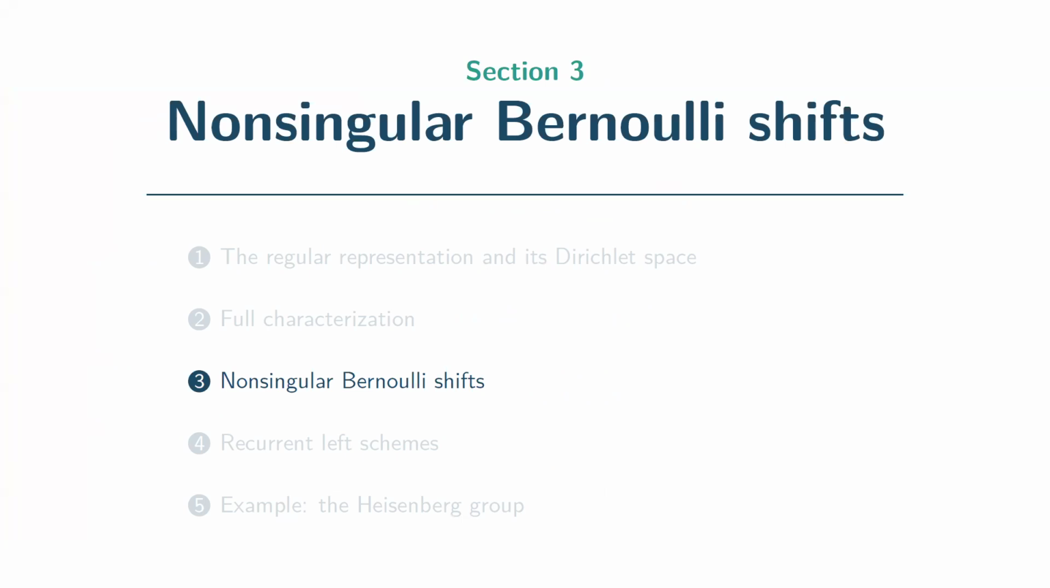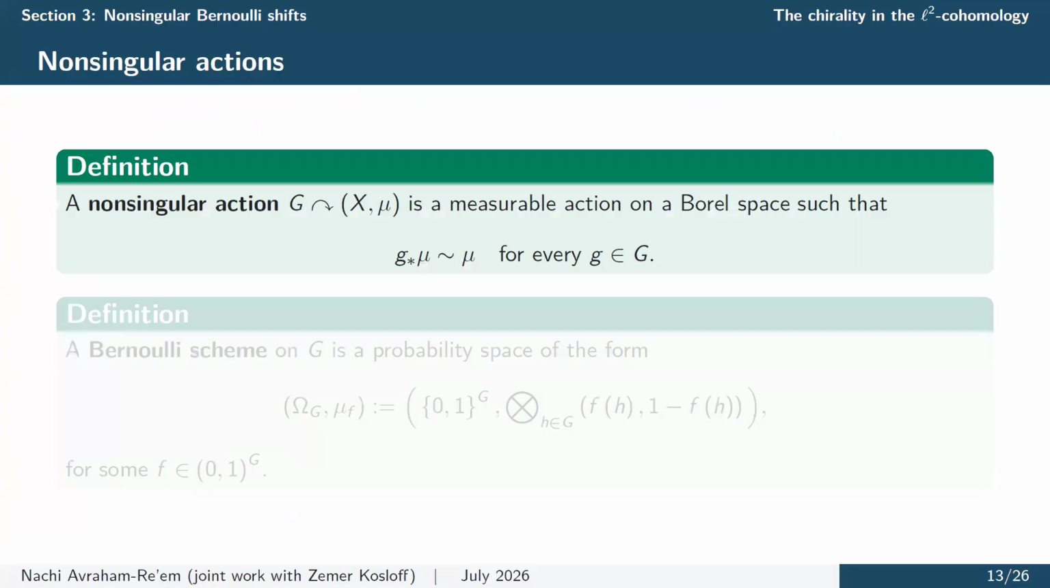Okay, so let me now get into dynamical aspects of this phenomenon. Why all this? This sounds like group theory, maybe geometric group theory. Why is this related to dynamics or ergodic theory? So let me present the model of non-singular Bernoulli shift. Let me start with what a non-singular action is. It's a generalization of measure preserving action.